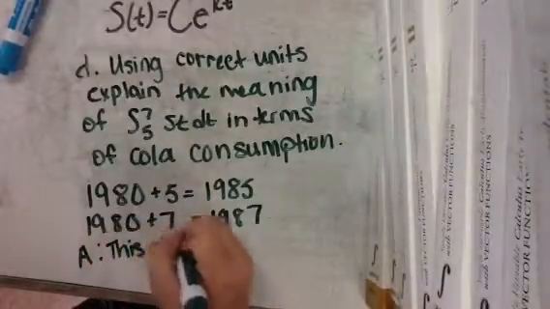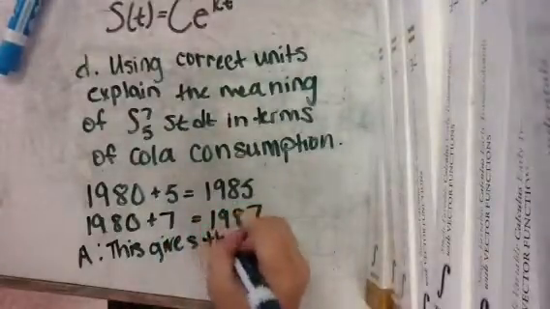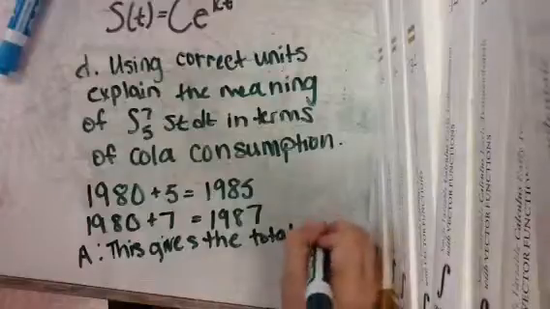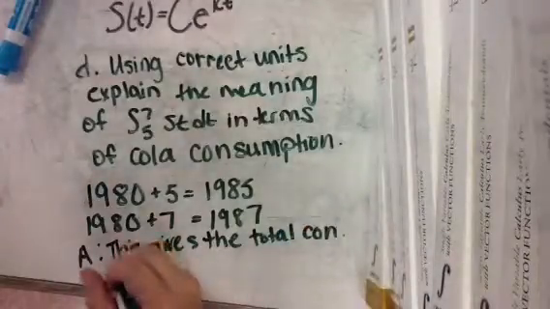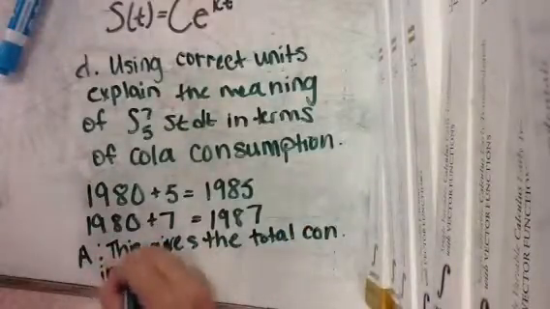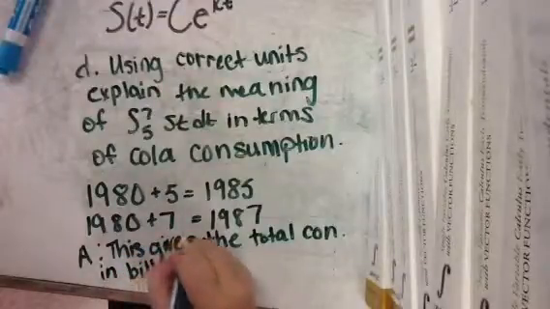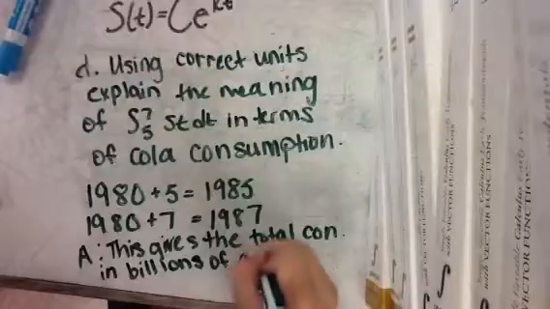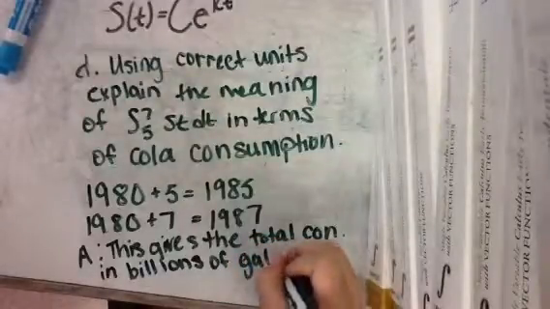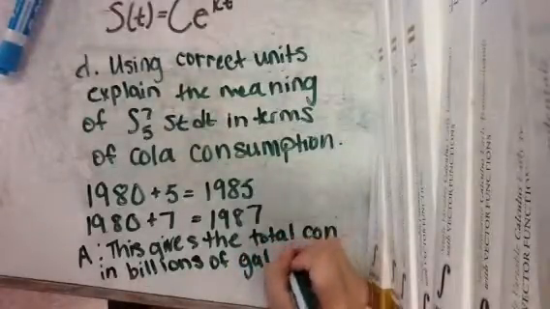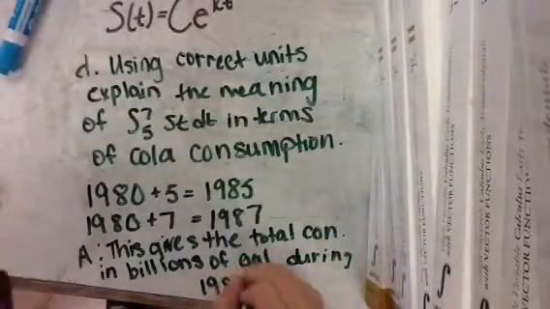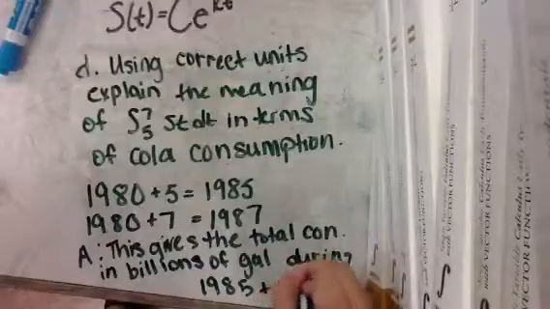The answer says this gives the total consumption in billions of gallons during the years of 1985 to 1987, and that's the total amount between these 2 years. And that's it. You're done.